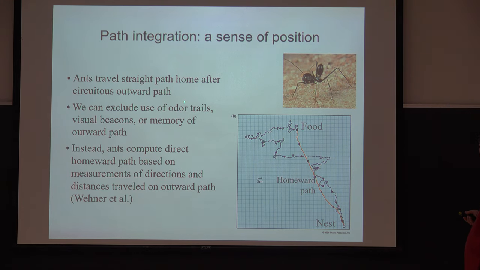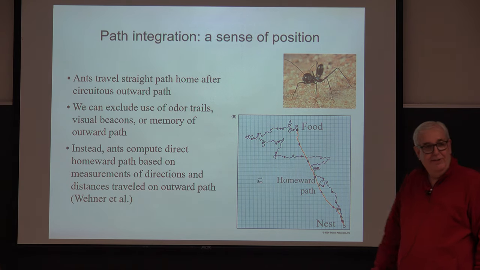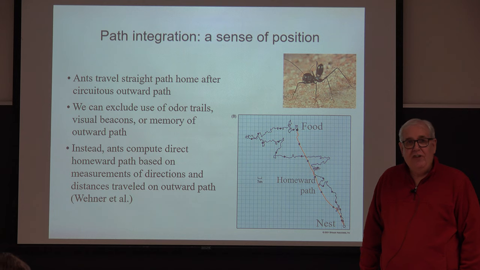So one example is ants. These are ants in Australia. And what ants will do is forage for food. And they exhibit a very interesting behavior when they do that. So let's say this is the nest. And you see this circuitous path that the ant is traveling in. It's smelling and probing, and then it finds some food. And now the amazing thing happens. The ant does a beeline straight back to the nest. So one of the questions is, how does the ant know how to do that?